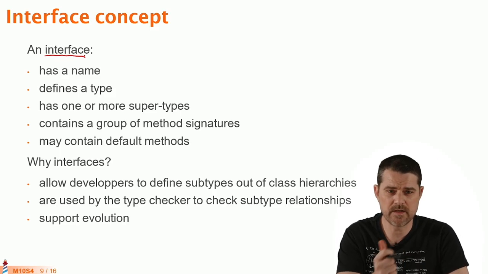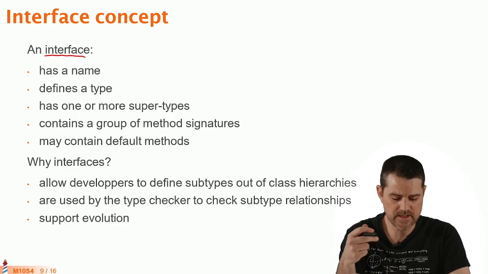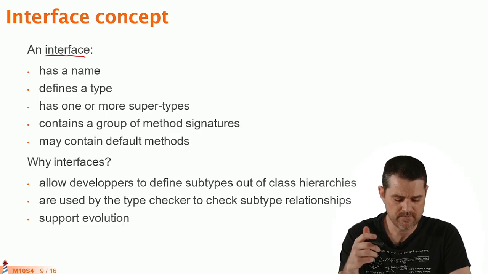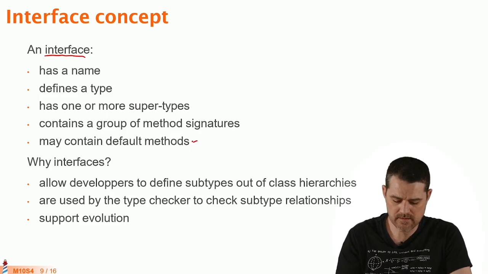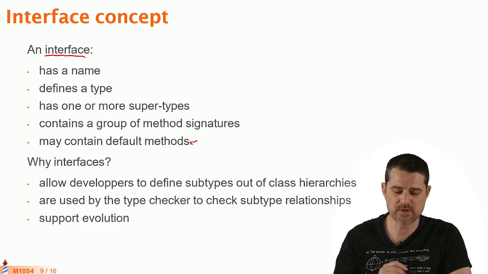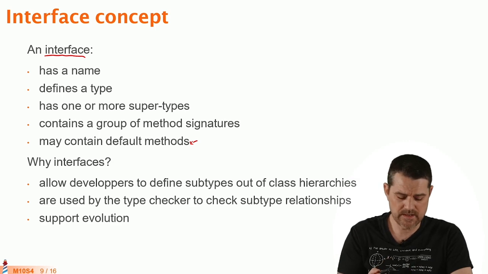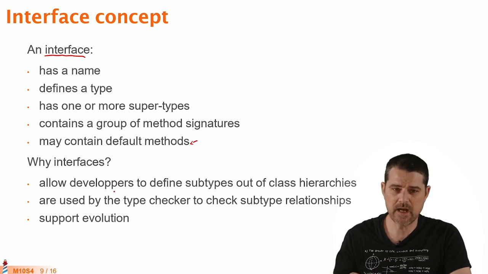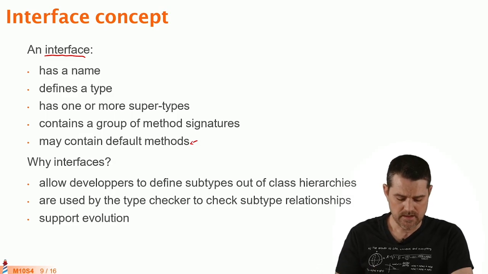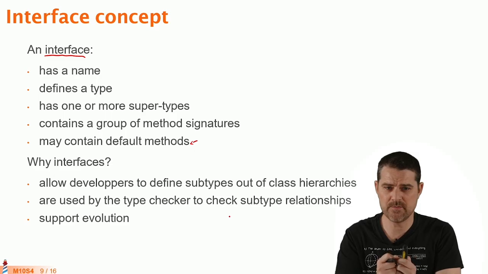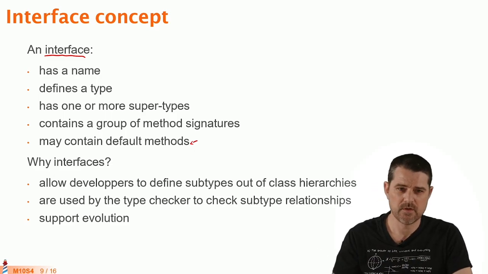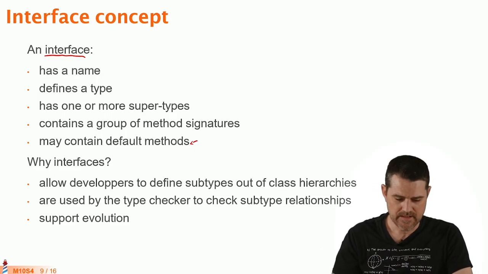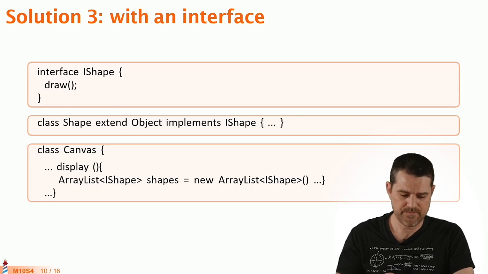An interface, as a name, defines a type as one or more supertypes and contains a group of methods. And we might introduce some default implementation for some methods. And why is this concept needed? Because it allows developers to define subtypes out of class hierarchies. And it can be used by the type checker to check subtypes relationship without the support of classes. Let's see it on an example.